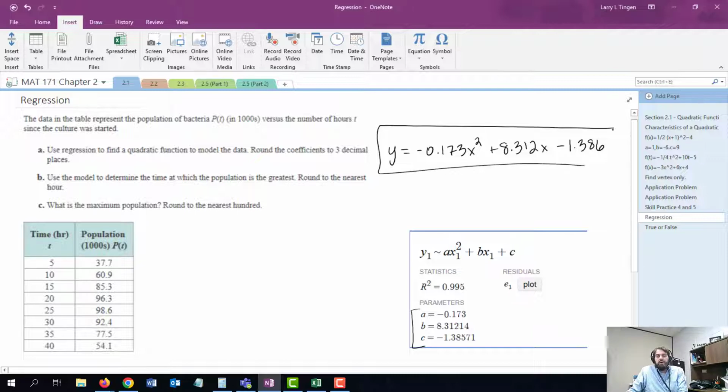So there's the quadratic. That is my best fit for the data given. Part B, use the model to determine the time at which the population is the greatest, round to the nearest hour. Oh, when is it the greatest? So part B, when is the population the greatest?